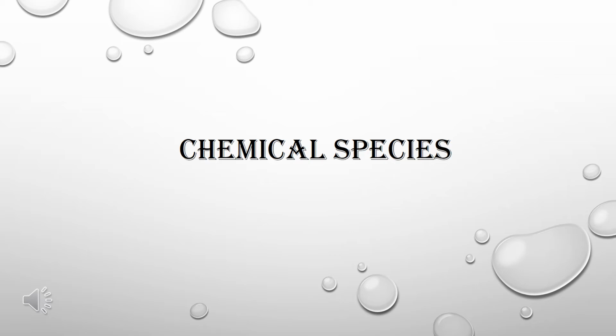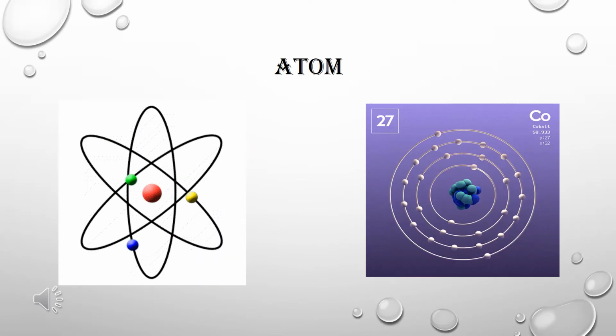Ninth class, this lecture is about chemical species. As we all know, matter is made up of tiny particles called atoms. These atoms may or may not exist independently. They form molecules or ions and constitute various substances.